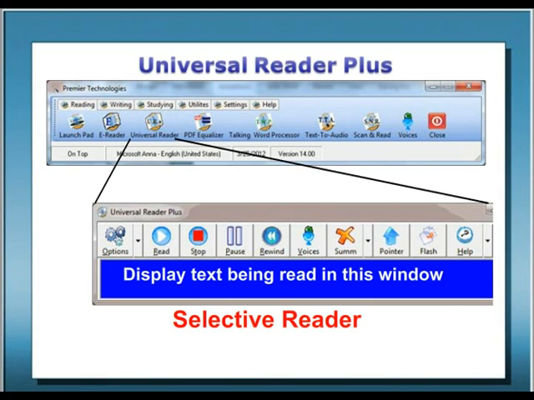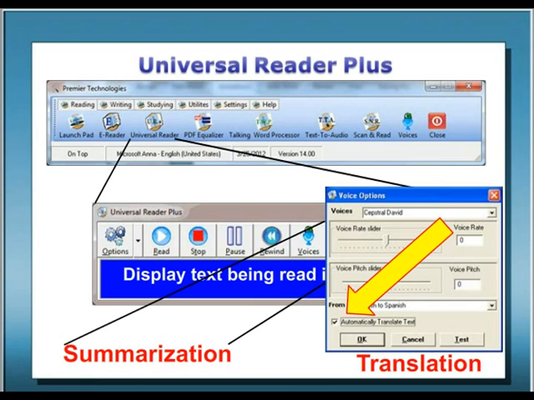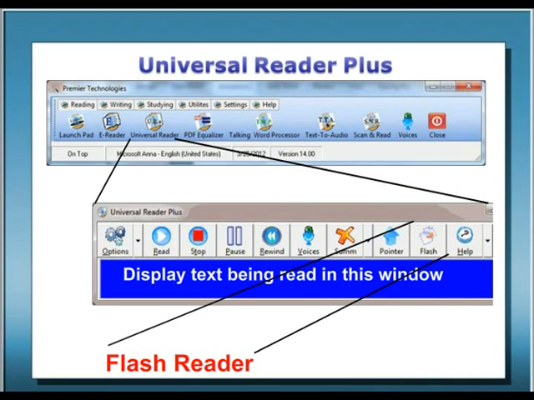There's also another powerful feature of Universal Reader Plus that you'll want to use, the talking pointer. With the talking pointer, it's even easier to read because all you have to do is use your mouse to point your cursor to any block of accessible text and it will be read aloud to you. Additionally, Universal Reader Plus also has summarization and translation features which can easily extend your capabilities to quickly pore through vast amounts of information. Universal Reader Plus also has a flash reader that will allow you to read accessible text that is displayed in a flash format.